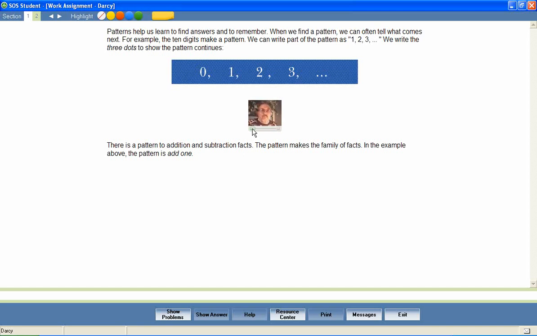Three dots mean that the terms continue by ones, in this instance, 9, 10, 11, 12. Three dots are like punctuation. They tell you how to read the expression. Remember what three dots mean.